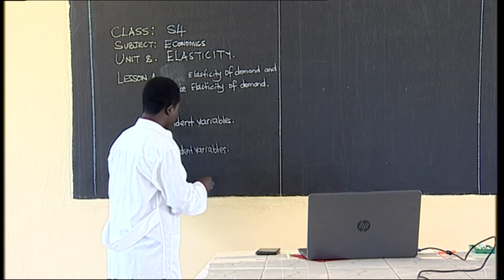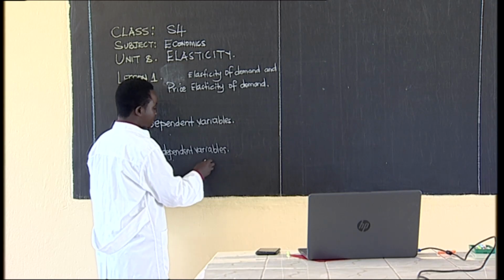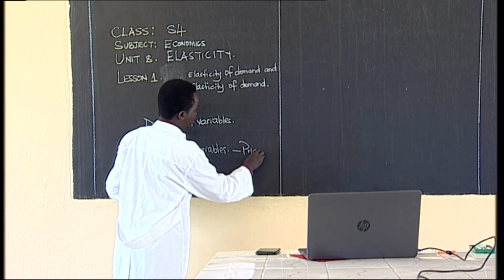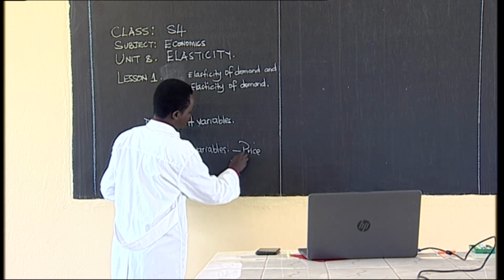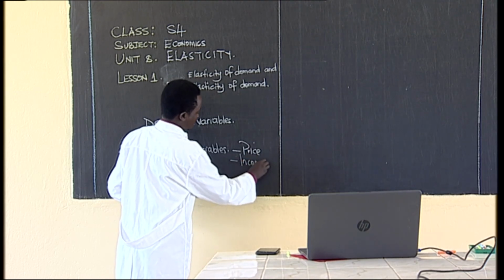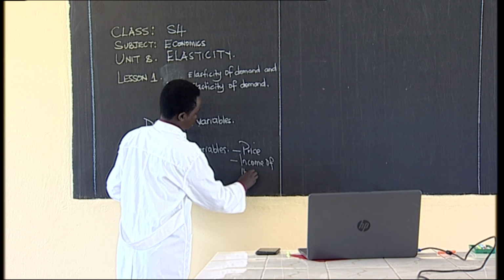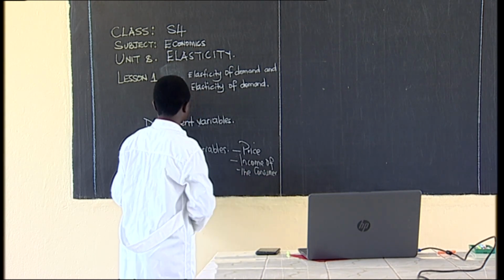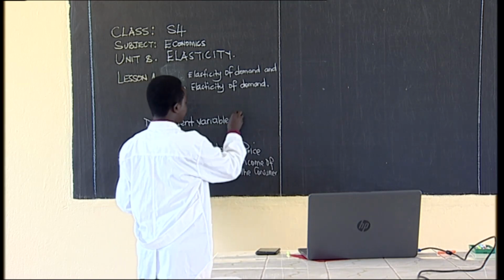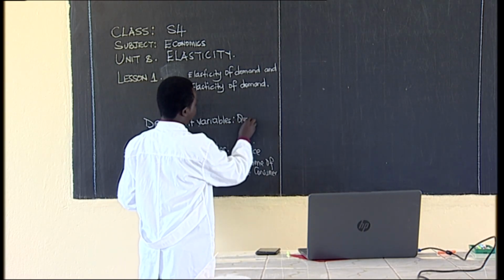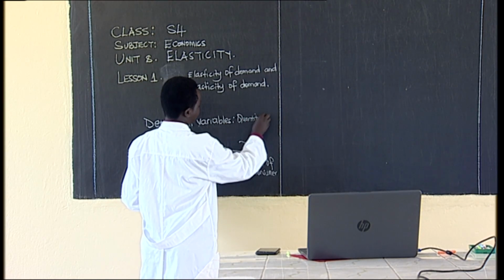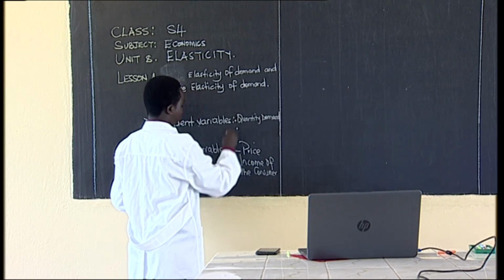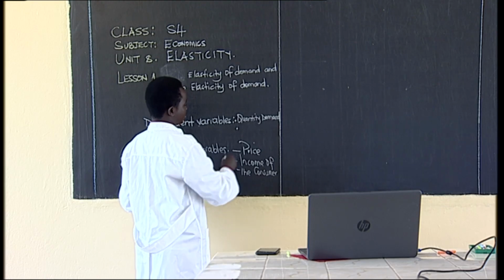Now, in this concept, if we talk about independent variables, we shall look at independent variables like the price of the commodity and income of the consumer. These two are independent variables. They influence dependent variables like quantity demanded, and even the two can influence quantity supplied.